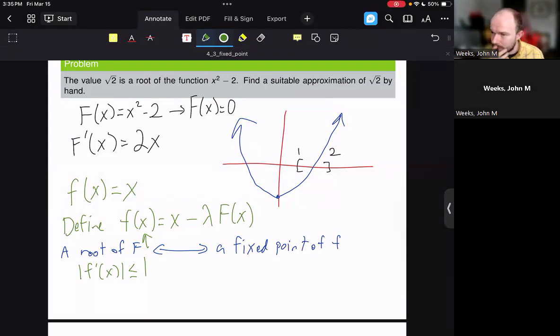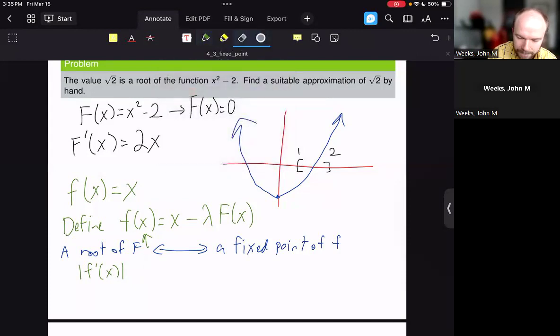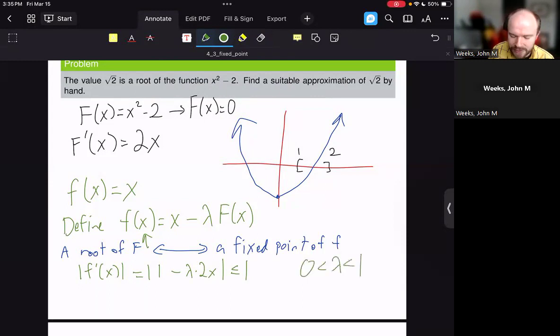What would be a good value for this lambda, so that the derivative of this function, which we know to be the absolute value of 1 minus lambda times 2x, like we saw right here before, how could we get this to be less than or equal to 1? Well, there's a lot about lambda values that could work neatly here. After a little bit of experimentation, we can see that any value for lambda in between 0 and 1 would be fine here, except we also have to take into account that x is going to be inside of 1 to 2 for us. So maybe it's not going to be quite okay.